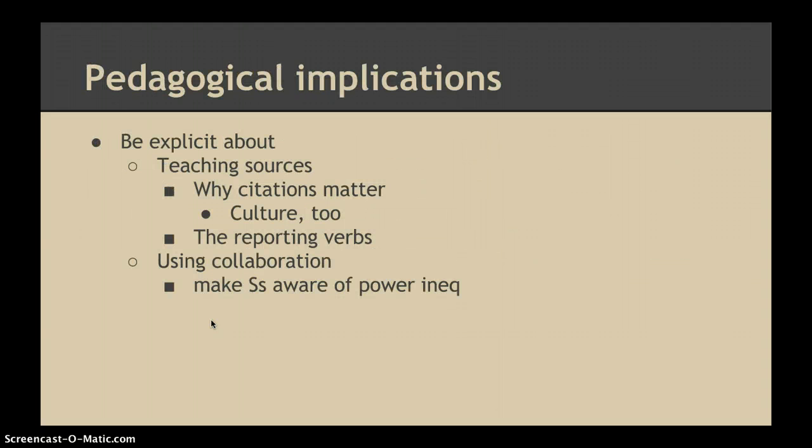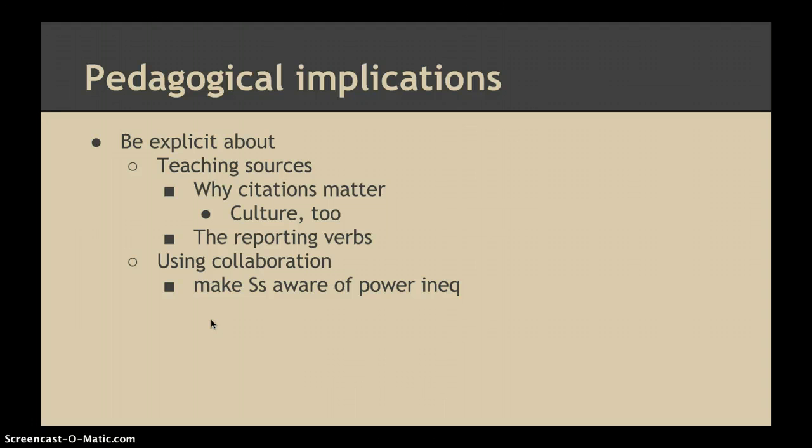So finally, pedagogical implications, which I think are really fun and really great. So we're almost done, and I'm going to run out of time a little bit, but I'm sorry. I'll be quick. Some of the implications found across these articles that I thought were really important to highlight because they were mentioned so many times is being really explicit about certain things in the classroom. So when you're teaching sources and plagiarism and how to cite things and use textual information, be explicit about what you want, why you want it, especially culture and why citations matter.